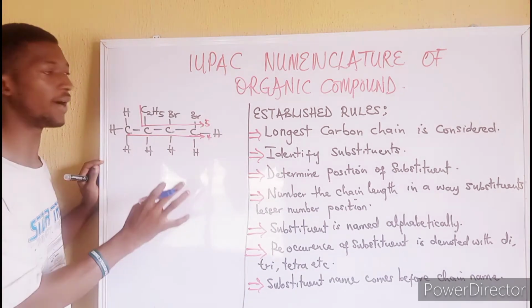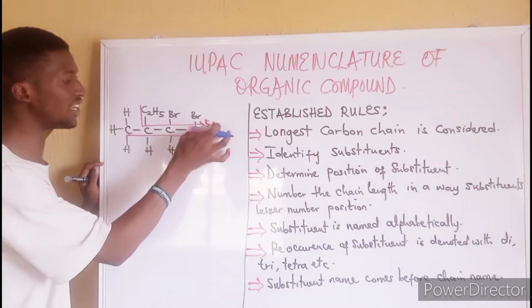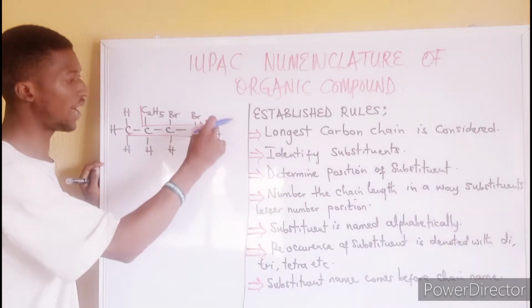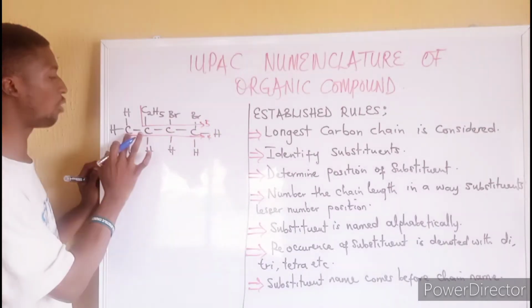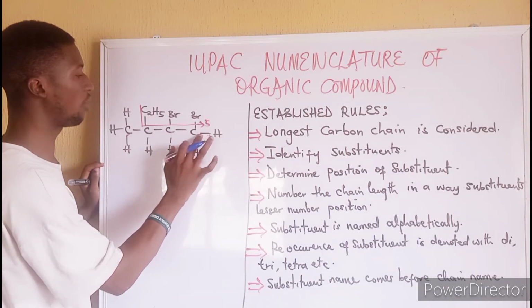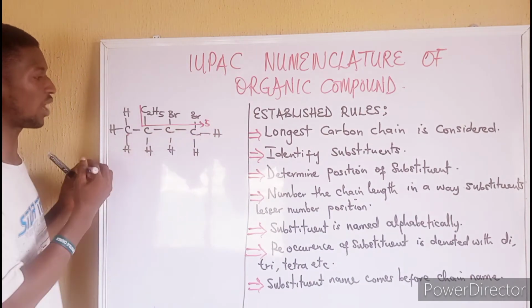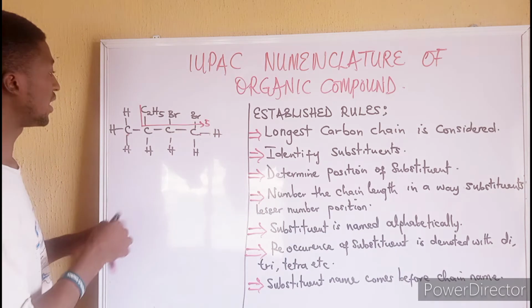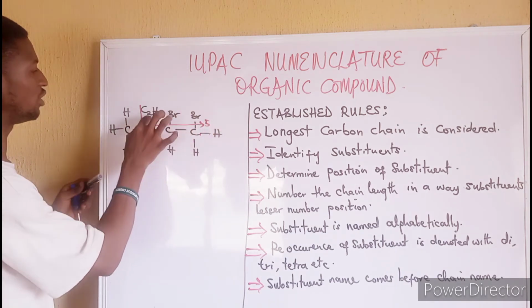So which one should I consider? Definitely, I will consider the longest chain. That is the highest number of carbons, which is 5. So it means that I will never go in this way. I will never go in this way. I will consider this particular one in which the longest number of carbons is considered. So now, let me quickly withdraw this.